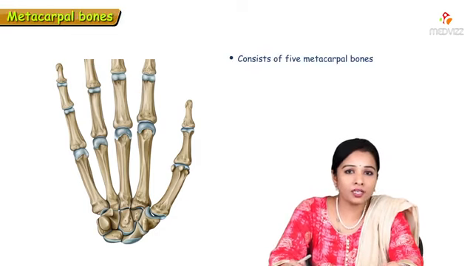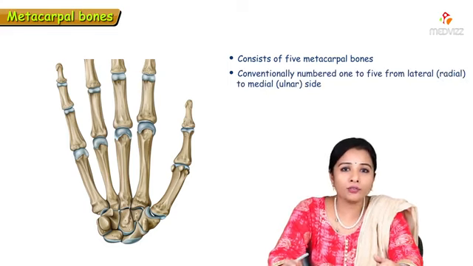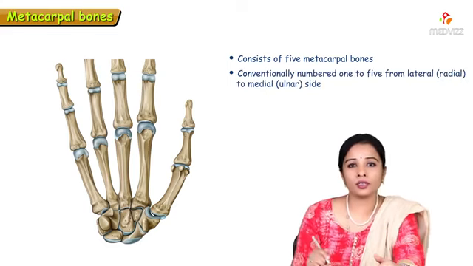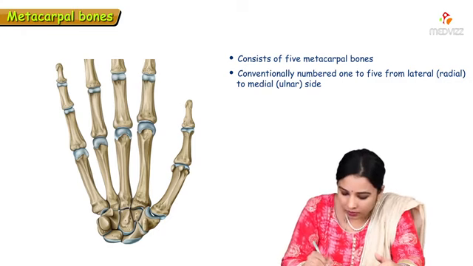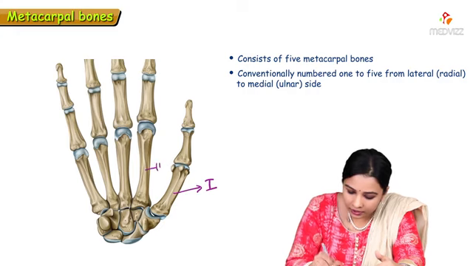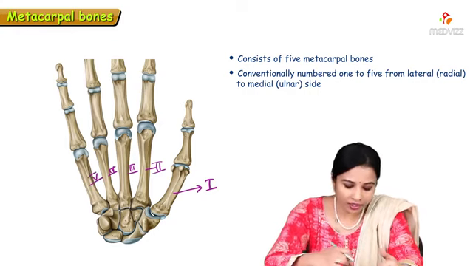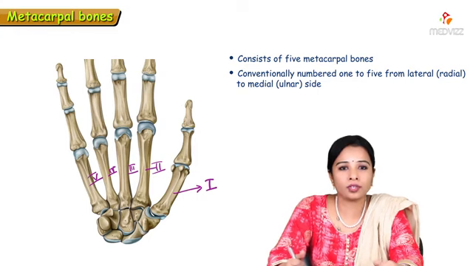We shall talk about metacarpal bones. The metacarpus consists of 5 metacarpal bones. They are conventionally numbered 1 to 5 from lateral to medial. So the lateral most is below the thumb. This is the first metacarpal, second, third, fourth and fifth metacarpal bone. The fifth metacarpal is present below the little finger.